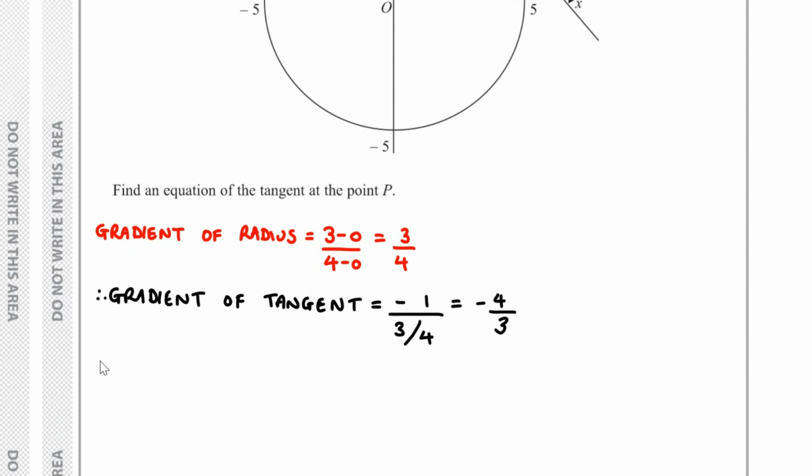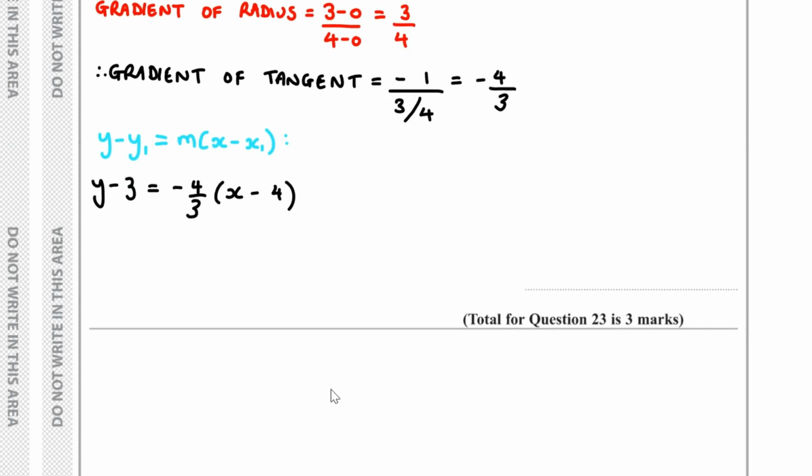One way we can do this is to use y minus y1 equals m lots of x minus x1, and if you want you can use the y equals mx plus c form. So using y minus y1 equals m lots of x minus x1, we have y minus 3 equals minus 4/3 lots of x minus 4. Now this will be sufficient as an answer, but if you want to rearrange, we'd have 3y minus 9 equals minus 4x plus 16. That's one answer we can have.